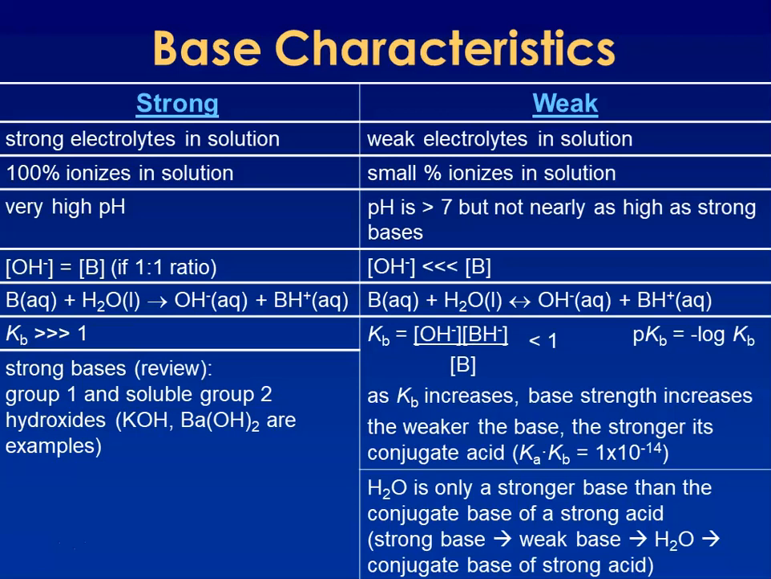The one difference with bases compared to acids is that water actually is a little bit stronger of a base than conjugate bases of strong acids. So strong bases are going to win out over weak bases, which are going to win out over water, which will win out over Cl minus or Br minus or I minus or NO3 minus, any of those conjugate bases of your 6 strong acids.